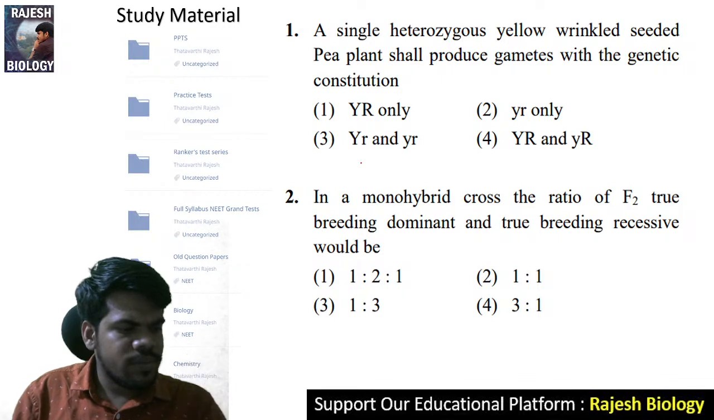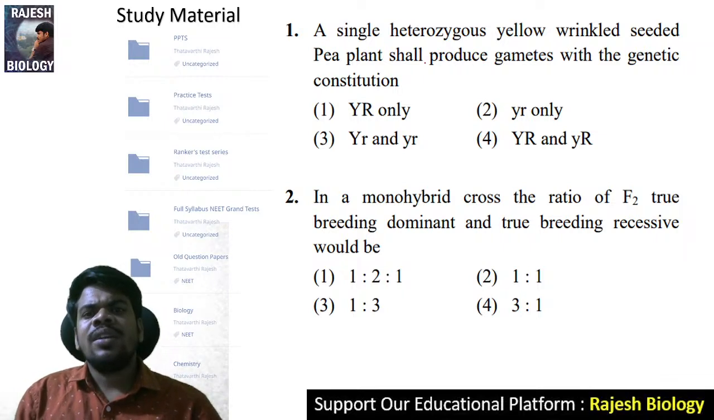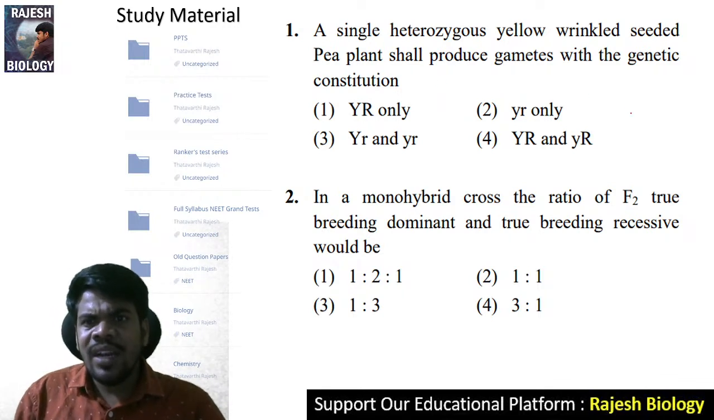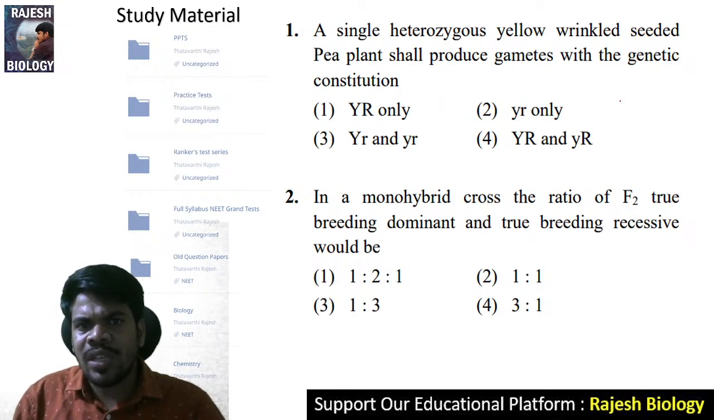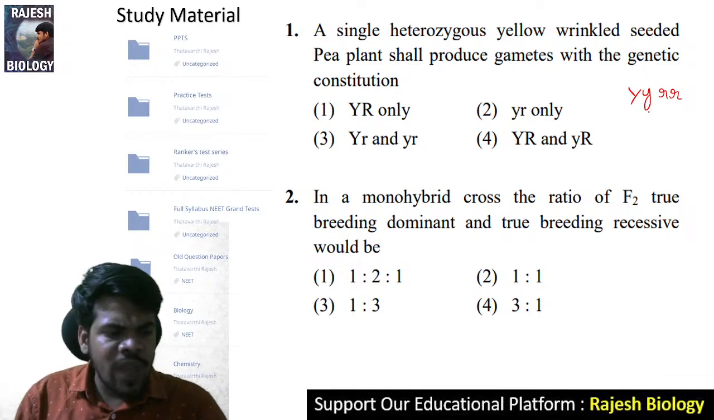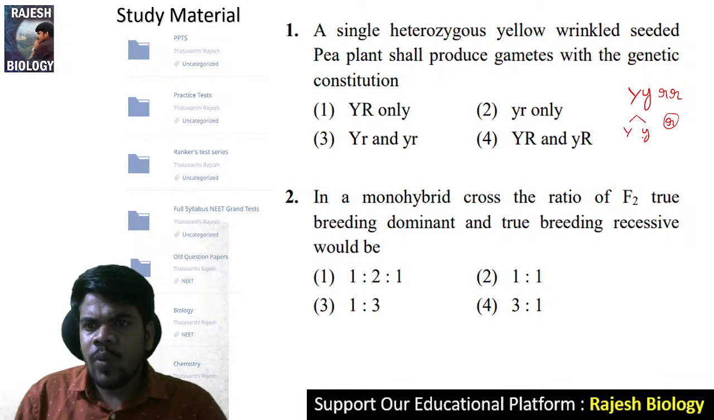Here it is. A single heterozygous yellow wrinkled seeded pea plant shall produce gametes with the genetic constitution. Heterozygous yellow means like this. Wrinkled means like this. Which type of gametes are produced? It is two types: capital Y with the small r, and small y with the small r.